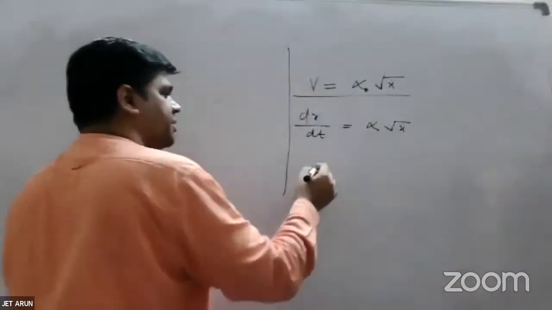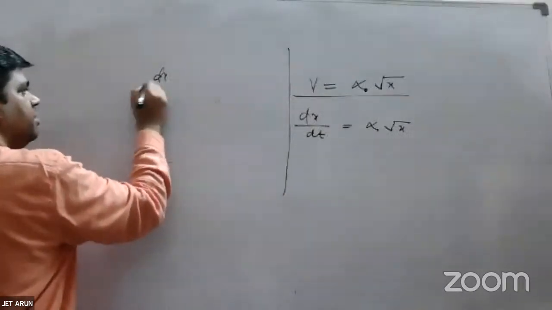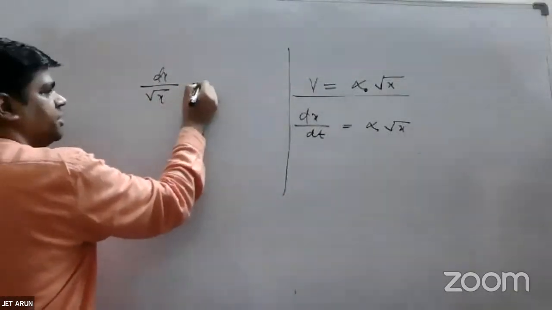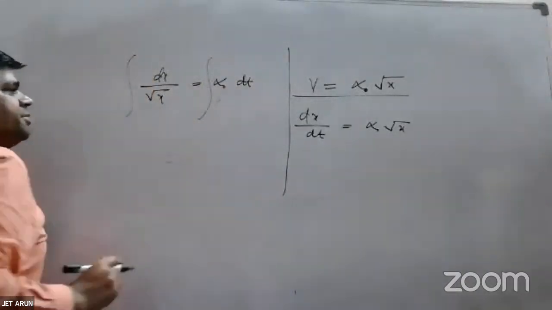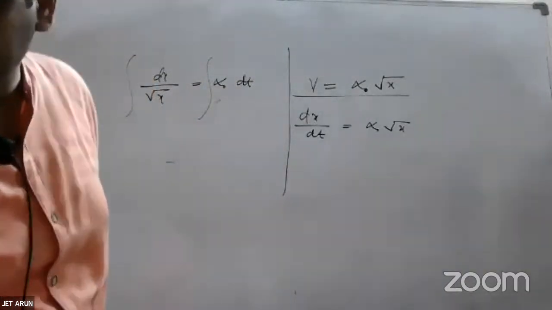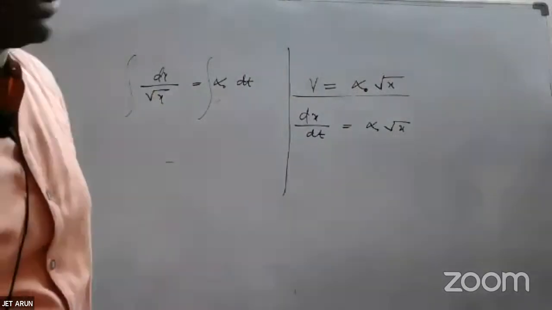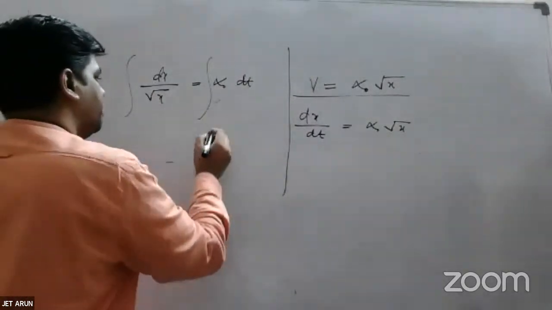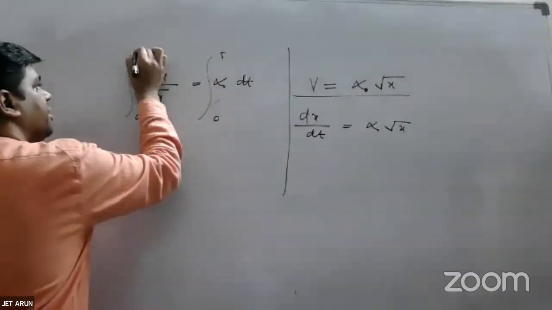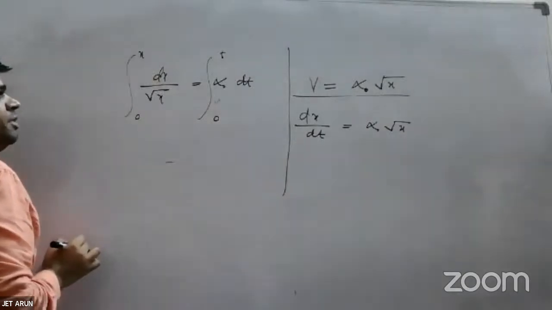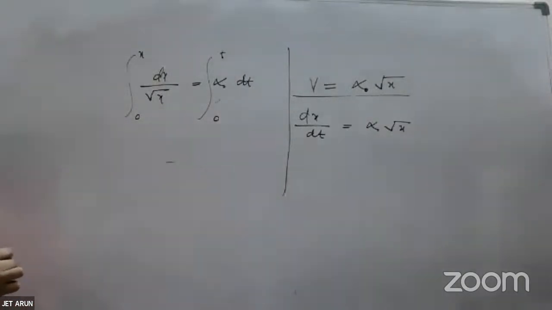Now I'll integrate this. So I'll have dx by root x is equal to alpha dt. I integrate. How do we set the limits? He gave a condition: at t equal to 0, the particle is at the origin. So at t equal to 0, it is at 0. At t equal to t, the particle is at x. Now we have to integrate this. How do we integrate it? It is in x power n form.